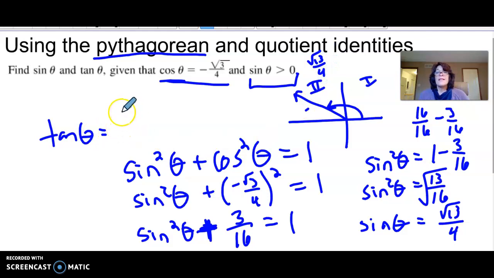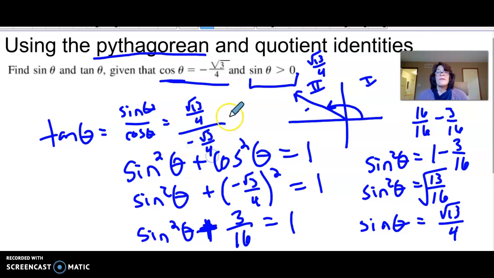Tangent is sine over cosine. So I have square root of 13 over 4 over negative square root of 3 over 4. Well, when I divide by a fraction, I multiply by the reciprocal. So I'm going to flip, oops, that's not a 13, is it? That's a 3. I'm going to flip that. Boom, boom. I get negative square root of 13 over square root of 3.